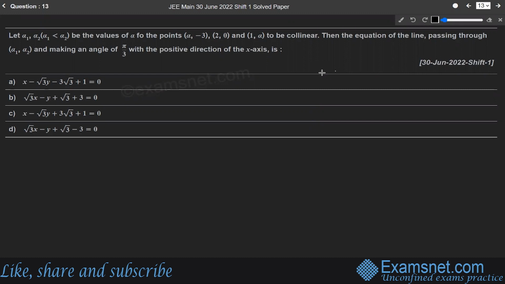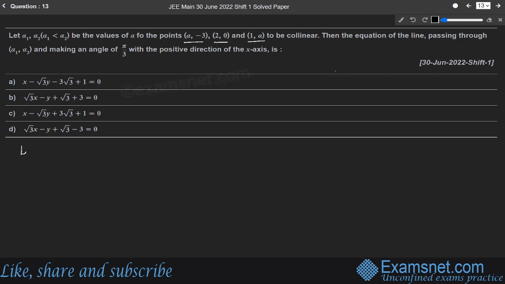In this question, basically we have to find the equation of line that is passing through the points alpha 1 comma alpha 2. What are alpha 1 comma alpha 2? Both are the values of alpha for which these given 3 points are collinear, right? It is given that these 3 points are collinear. What do you understand by collinear points? 3 points are collinear if they all lie on the same line. Okay, they all lie on the same straight line. In this case, they are said to be collinear, and there is one more condition for 3 points to be collinear, that their slopes are equal.